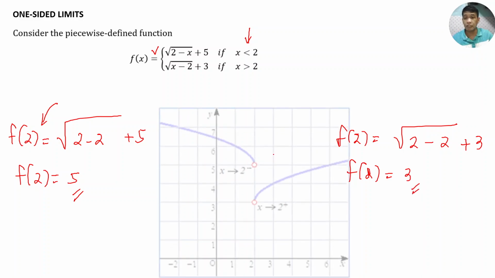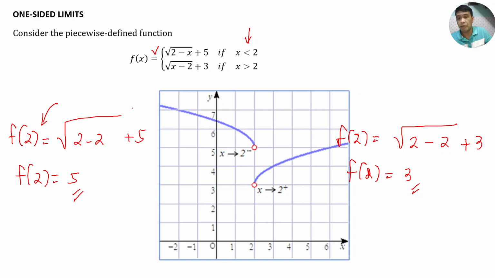So, kung titingnan natin yung kanyang graph, yung coming from the left, that is less than 2, papunta siya sa value na equal to 5. And for f of 2, galing sa kanan, ang value na ina-approach niya ay equal sa 3. And take note na meron tayong hole dito because 2 is not included from the domain. At dito naman sa coming sa right, 2 is not also included dun sa ating domain.